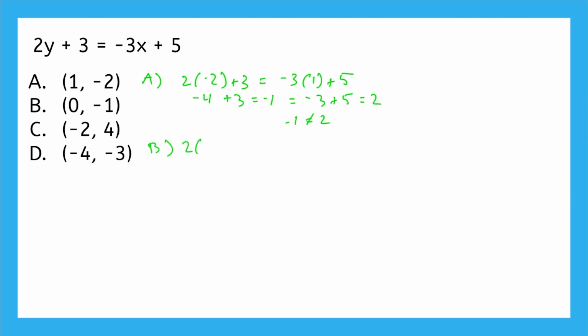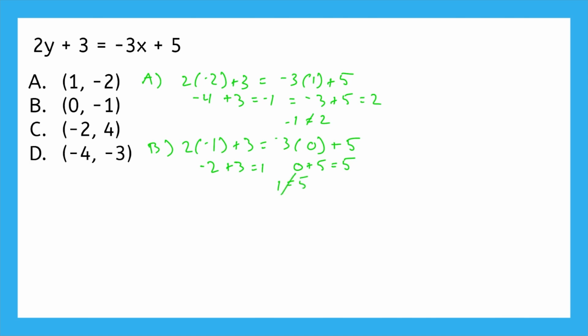Let's check the next one. X is 0, y is -1. Substitute -1 for y, then 2 times -1 is -2, plus 3 is 1. And on the right, we substitute 0 for x. -3 times 0 is 0, plus 5 is 5. 1 equals 5? No, it does not. That ordered pair is wrong.